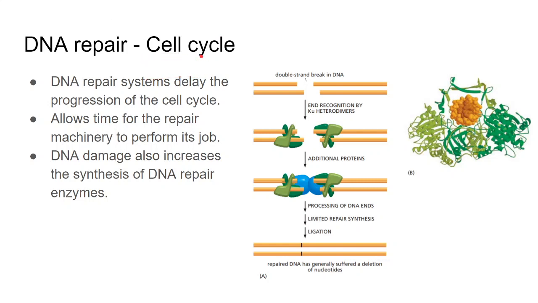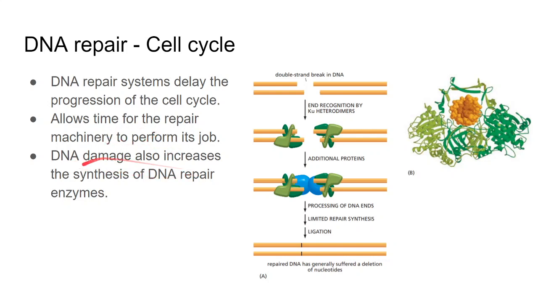So what if you have DNA damage? You need time to repair it before your cell cycle is complete. So DNA repair systems have the ability to delay cell cycles. So DNA repair systems will come in, delay the cell cycle, and give it enough time to repair the damage. So it allows time for the repair machinery to perform the job.